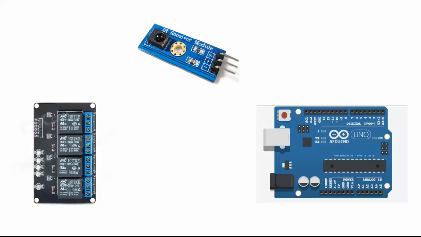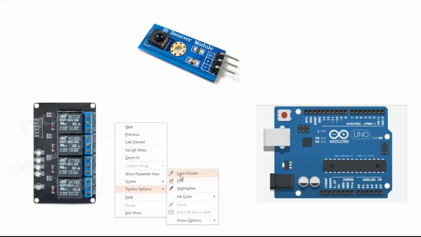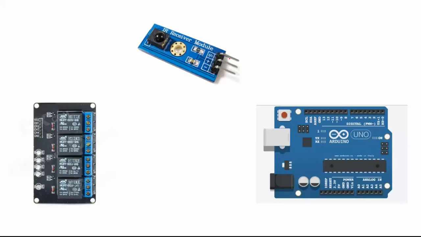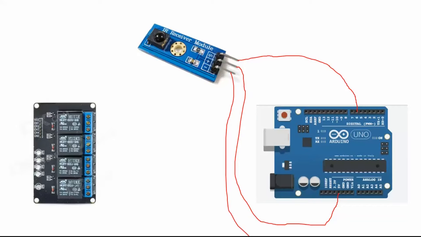See, an IR module, let me have a pointer first. So an IR module consists of 3 pins, that is signal, ground and 5 volt pin. What you are going to do is connect the signal pin to any digital pin of an Arduino. In my scenario, I'm connecting it to pin number 6. The 5 volt pin will go to the 5 volt of the Arduino. You'll connect the ground to the ground pin of the Arduino.